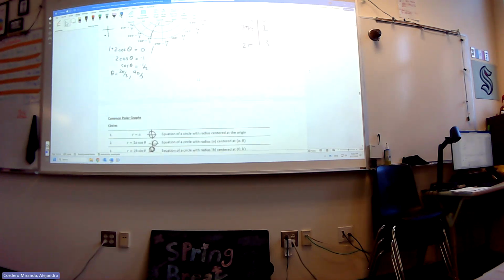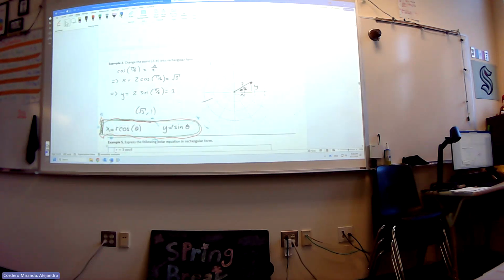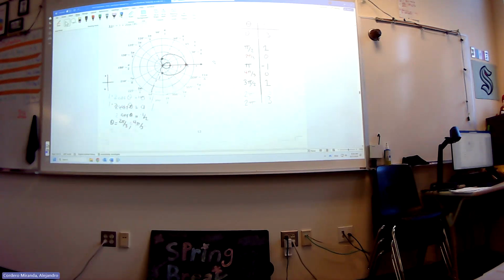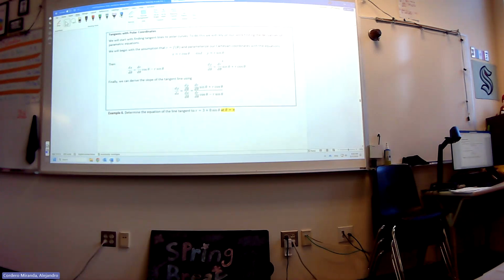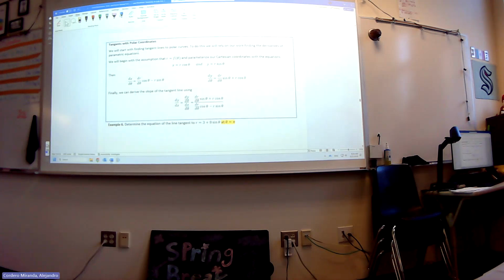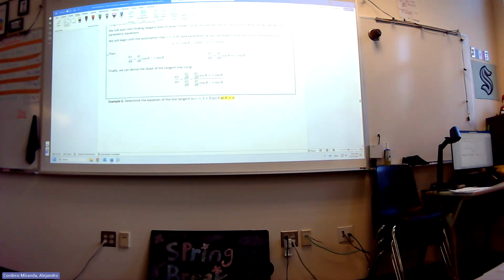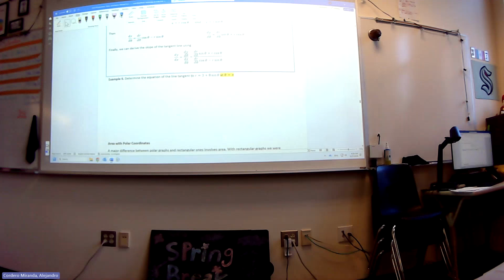So far all we've done is graphing and converting and stuff like that, which is technically not calculus. Calculus means derivatives, integrals, that kind of stuff. So we will start by finding tangent lines to polar curves. I actually don't think I have to read this to you because I think your intuition will be good enough. But it says determine the equation of the line tangent to this polar graph.